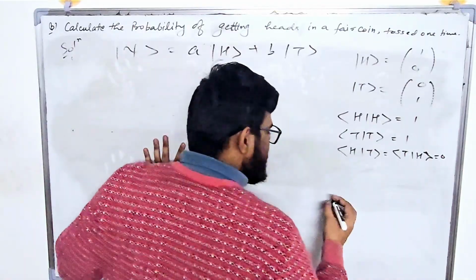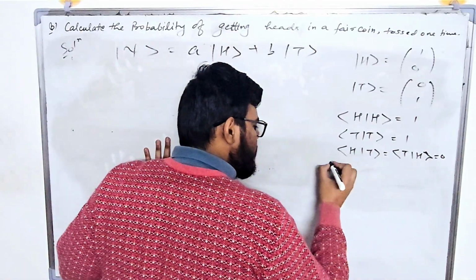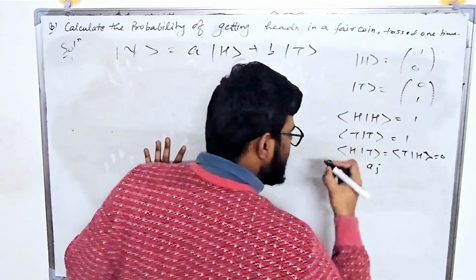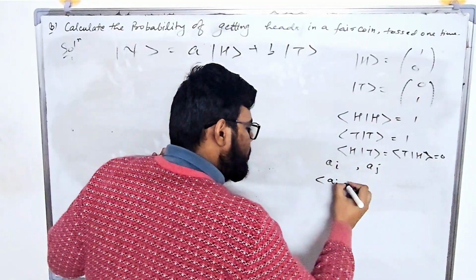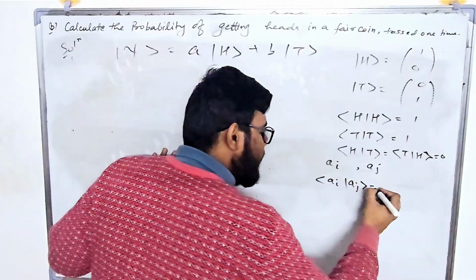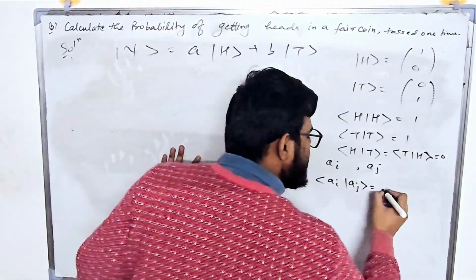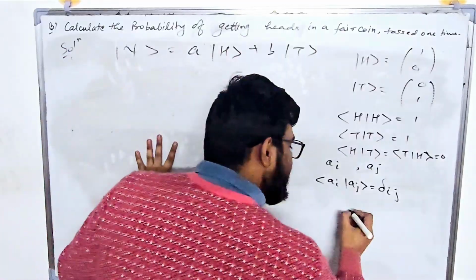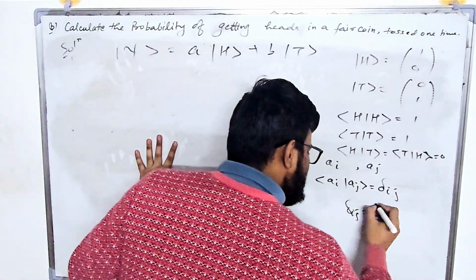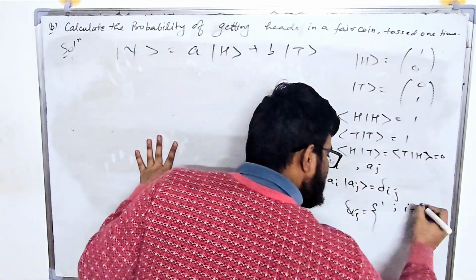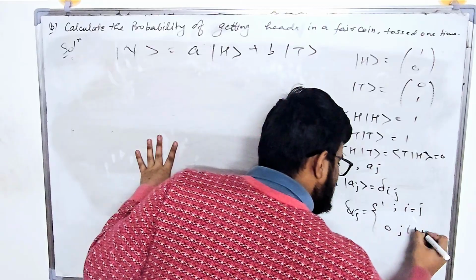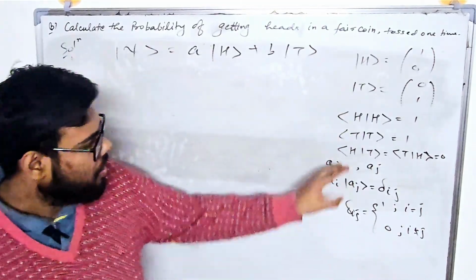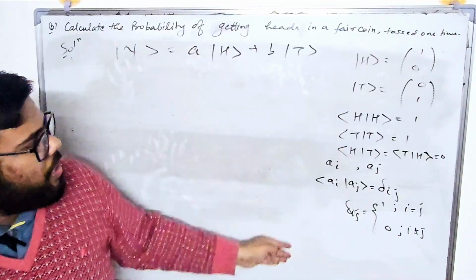Okay, so let me explain it also. Suppose these are the basis vectors a_i and a_j, right? So when you take their inner product, and if they are orthonormal, it must be equal to Kronecker delta ij. What is Kronecker delta ij? It is equal to 1 if i is equal to j and 0 if i is not equal to j. Understood? So this is basically the idea, right?